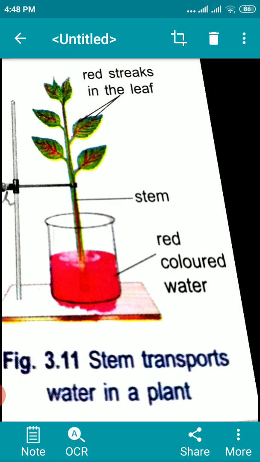In this picture you can see the veins are red in color because the red colored water is carried, otherwise conducted, by the stem to the leaves. So the veins of the leaves are red in color. From that we can say the stem transports water in a plant.